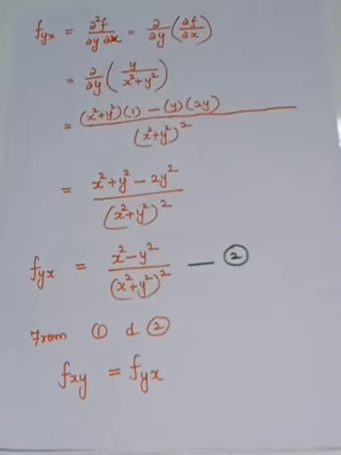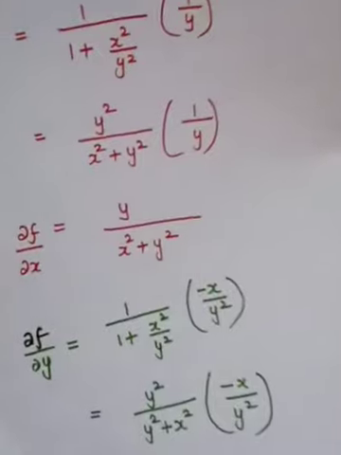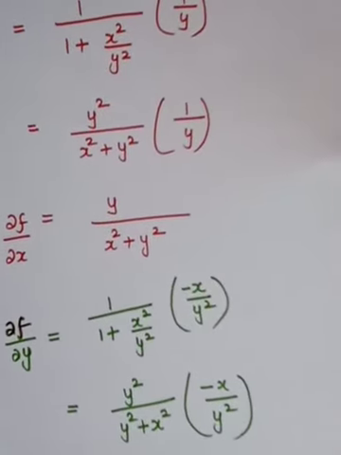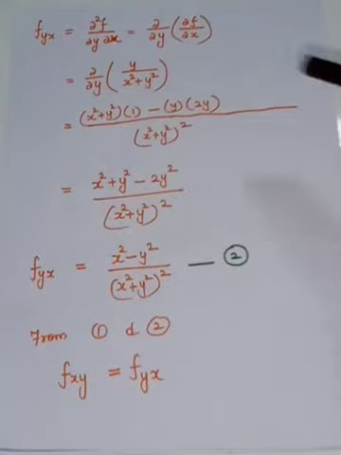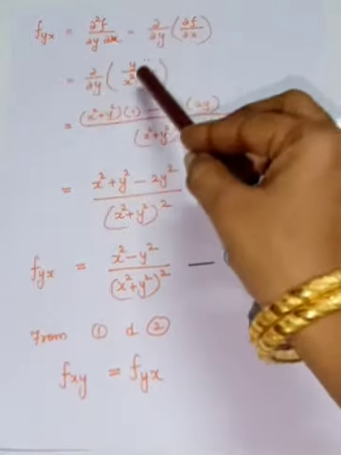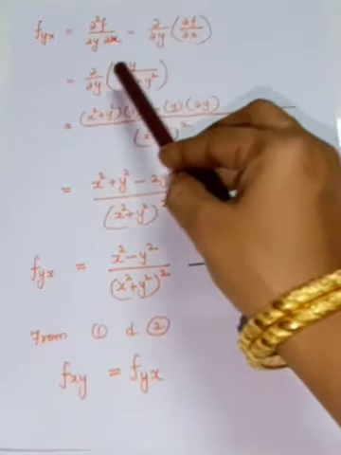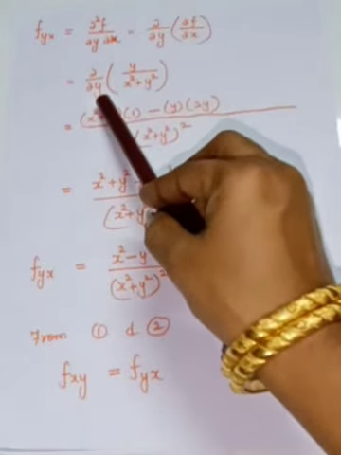What is ∂f/∂x? We have already found it. So you see that ∂f/∂x is y divided by x squared plus y squared. That has to be written. What's the meaning of this step? You have to differentiate this function partially with respect to y.